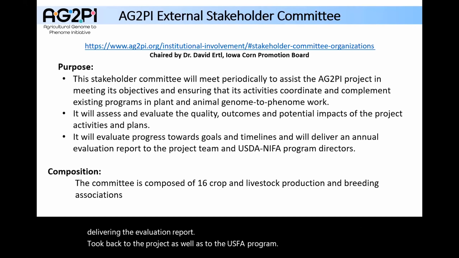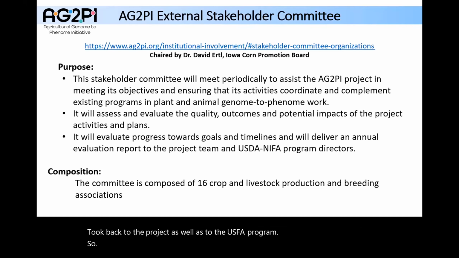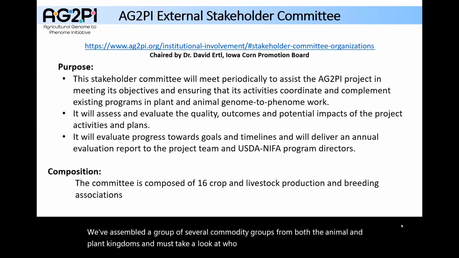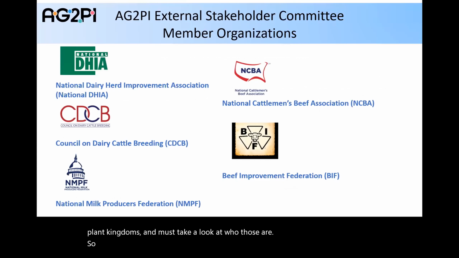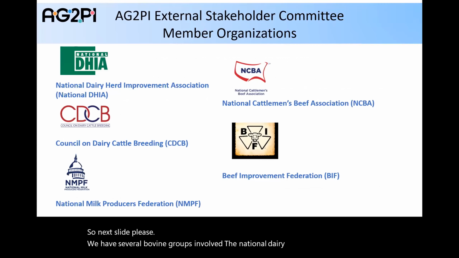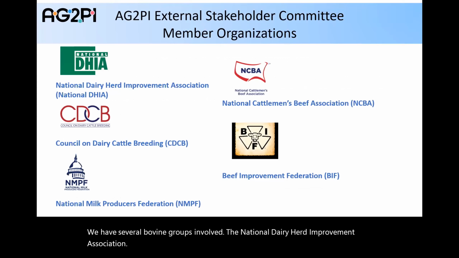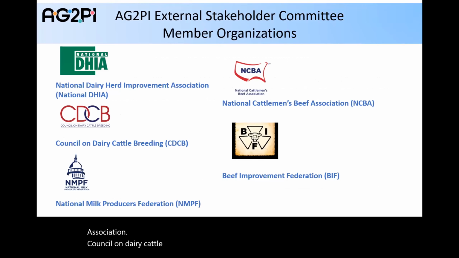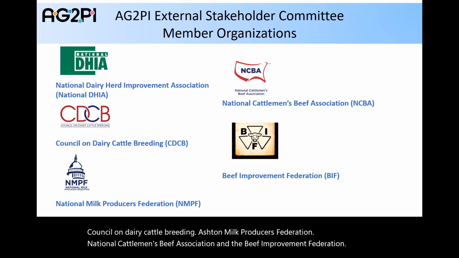So we've assembled a group of several commodity groups from both the animal and plant kingdoms, and let's take a look at who those are. So next slide, please. We have several bovine groups involved: the National Dairy Herd Improvement Association, the Council on Dairy Cattle Breeding, National Milk Producers Federation, National Cattlemen's Beef Association, and the Beef Improvement Federation. Next slide.